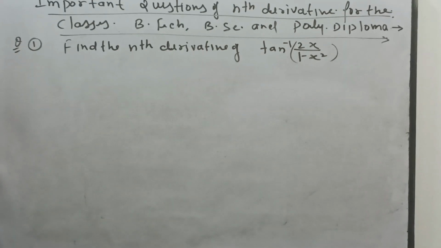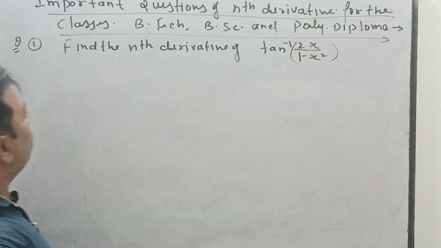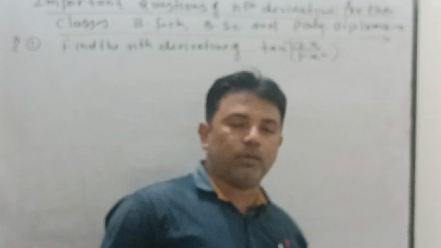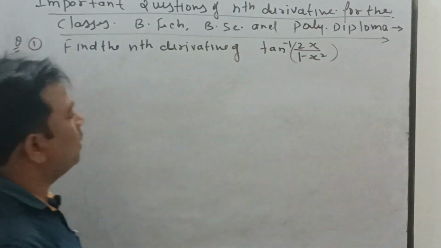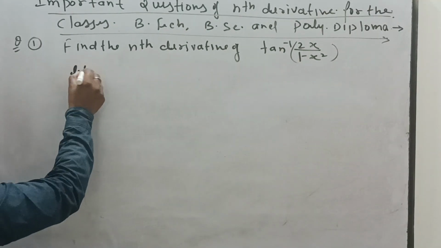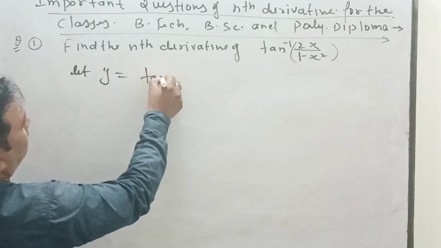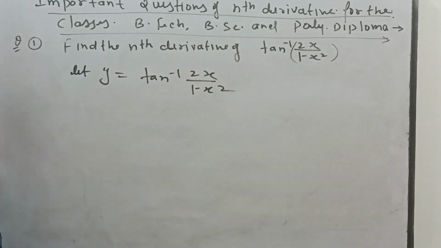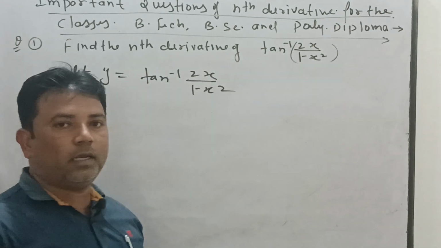As you can see on the board, find the nth derivative of the function tan inverse of 2x upon 1 minus x square. First we let y equal to tan inverse of 2x upon 1 minus x square.